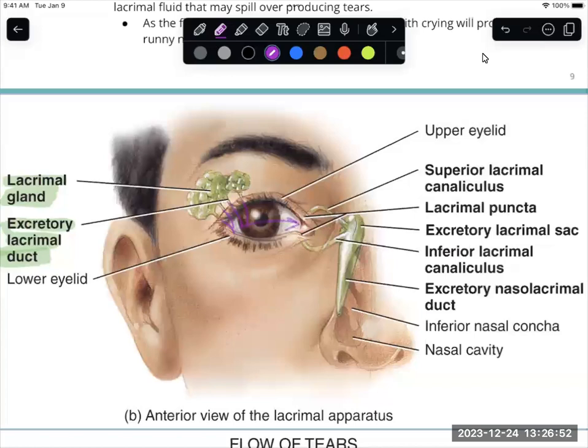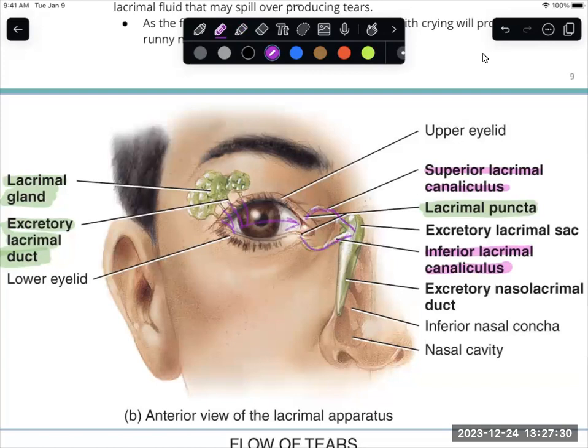Then we have, if you've ever looked real close in the mirror at the corners of your eye before, you can see these little tiny holes. You usually can see the one at the bottom, but these are lacrimal puncta. These lacrimal puncta are draining the tears that are coming from that lacrimal gland. At that point, they are going to either travel through the superior lacrimal canaliculus or this inferior lacrimal canaliculus. So they're going to travel up or down.